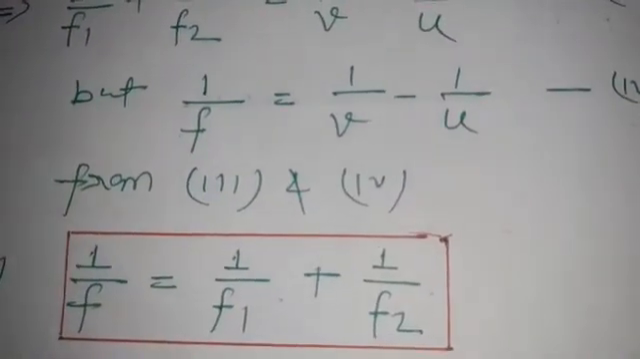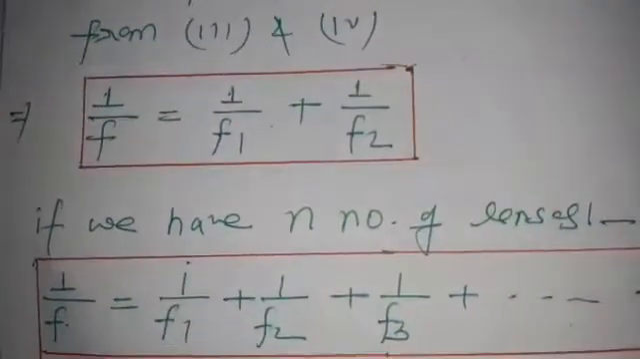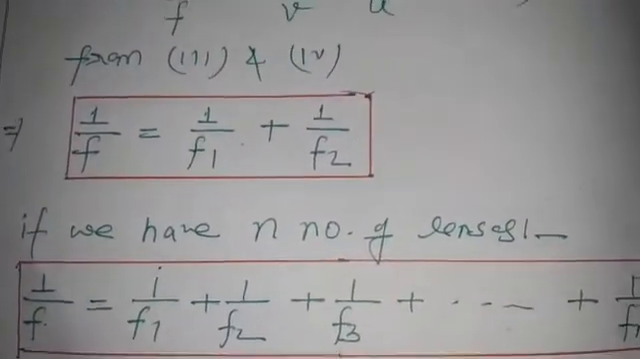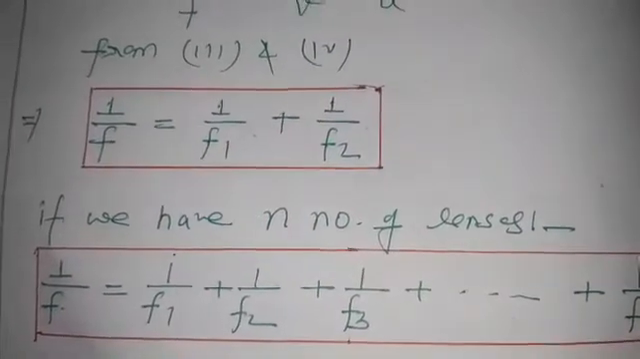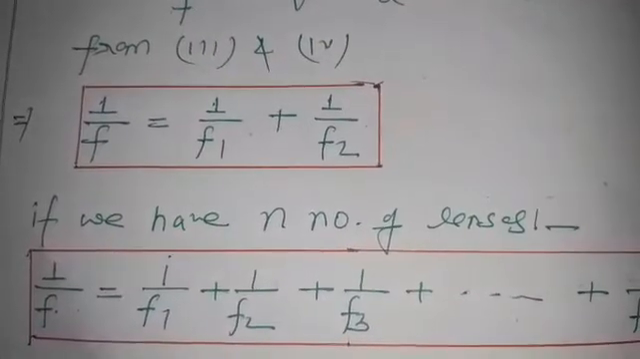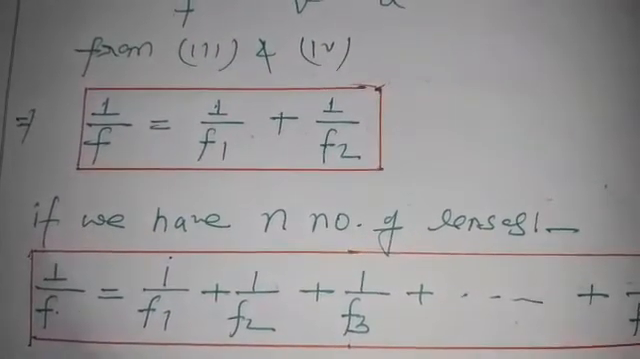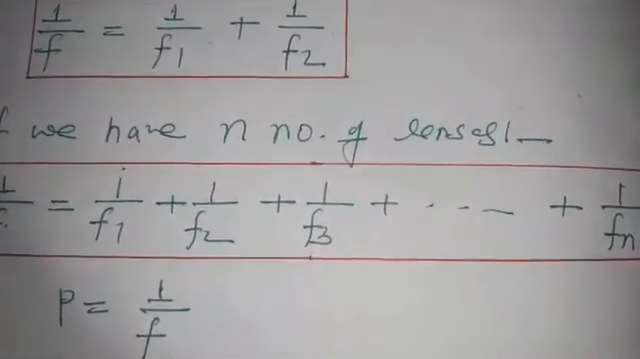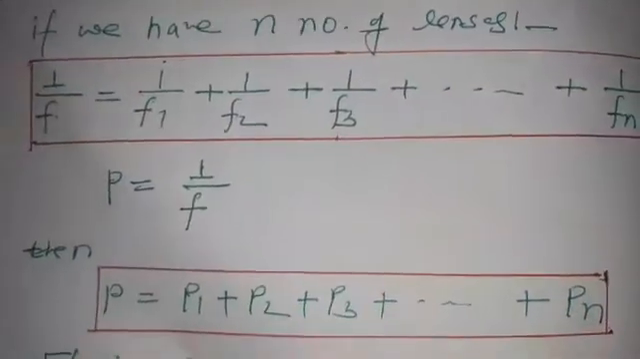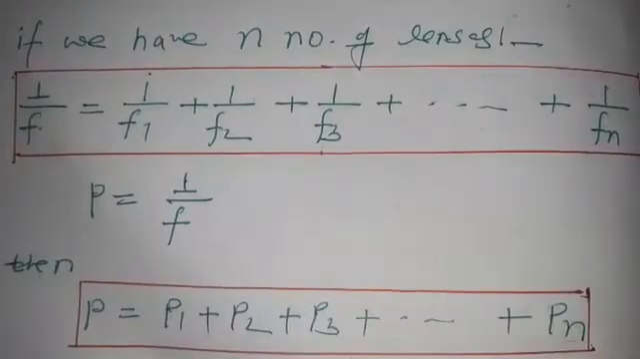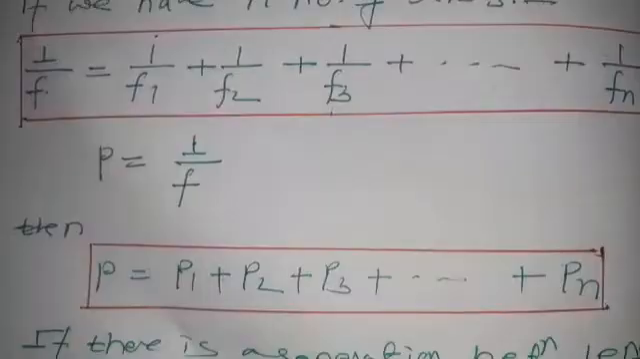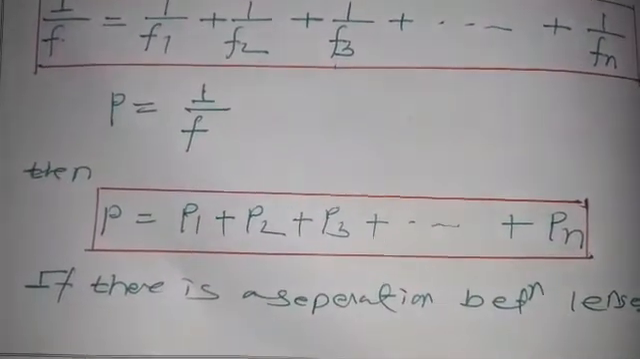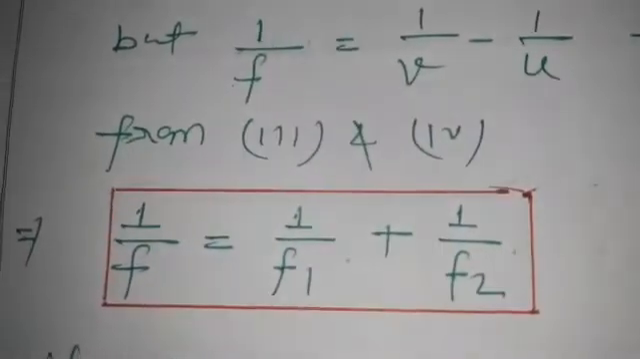Or if we have n number of lenses, then 1 upon f equals 1 upon f1 plus 1 upon f2 plus 1 upon f3 and so on up to 1 upon fn. As power equals the reciprocal of focal length, P equals P1 plus P2 plus P3 and so on up to Pn. This formula is for when there is no separation between the lenses.